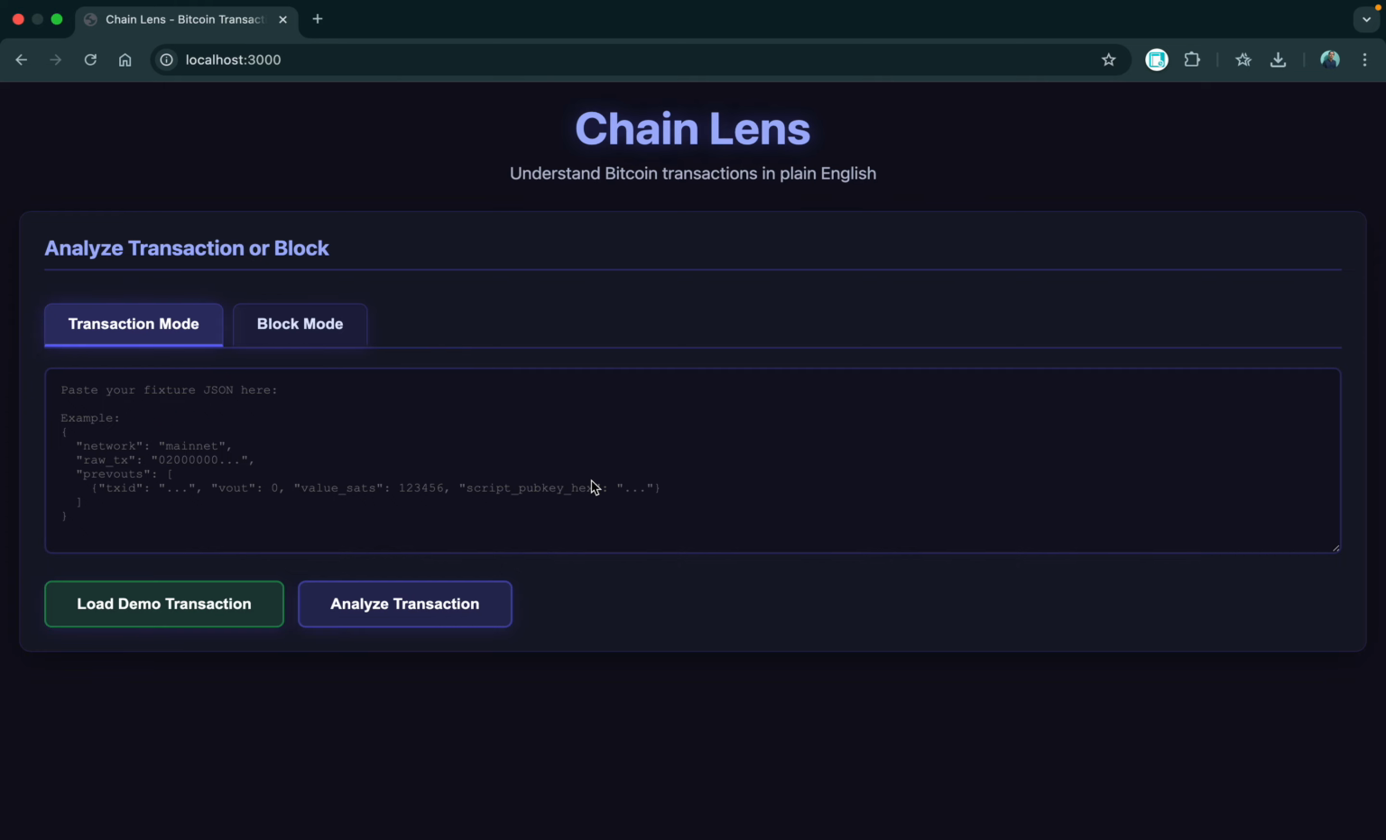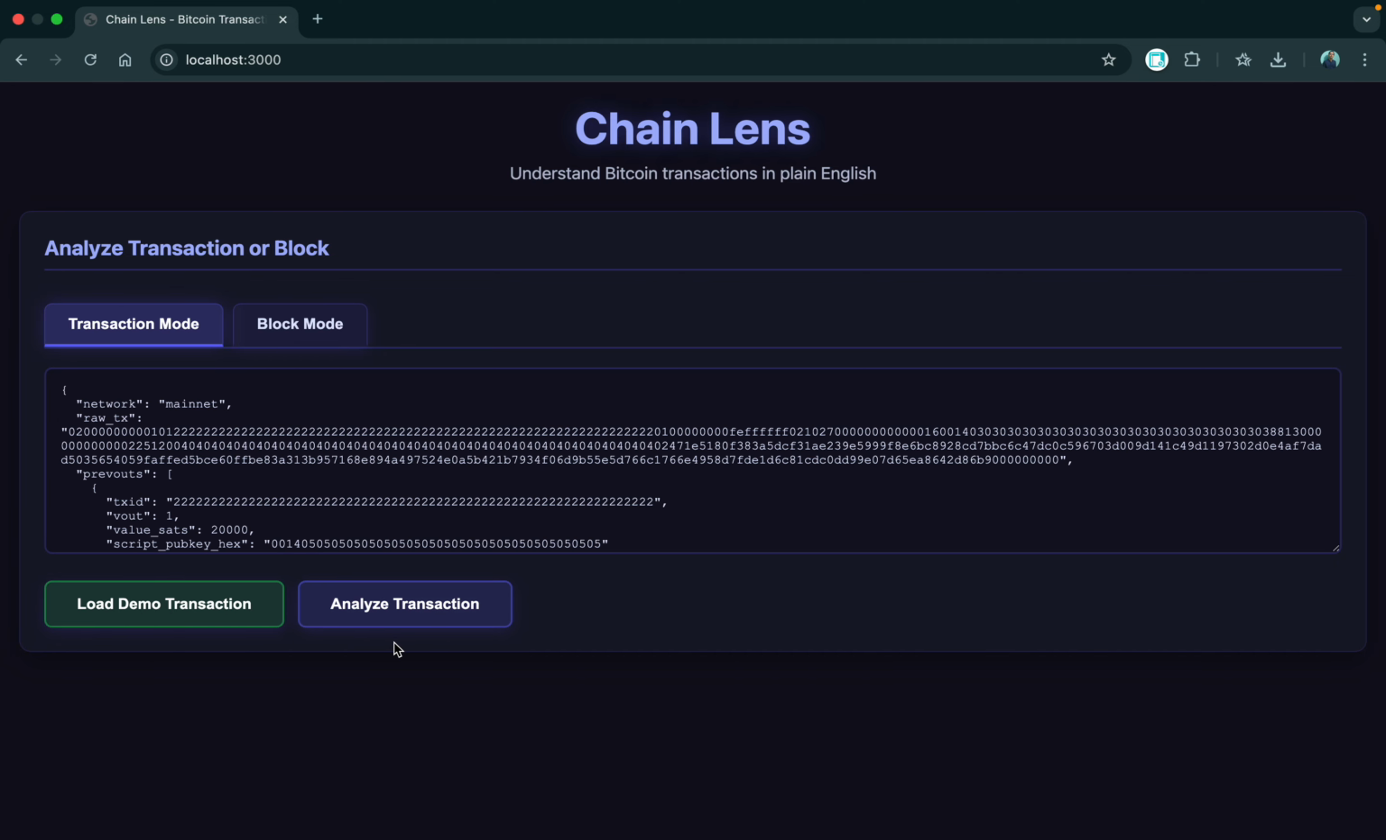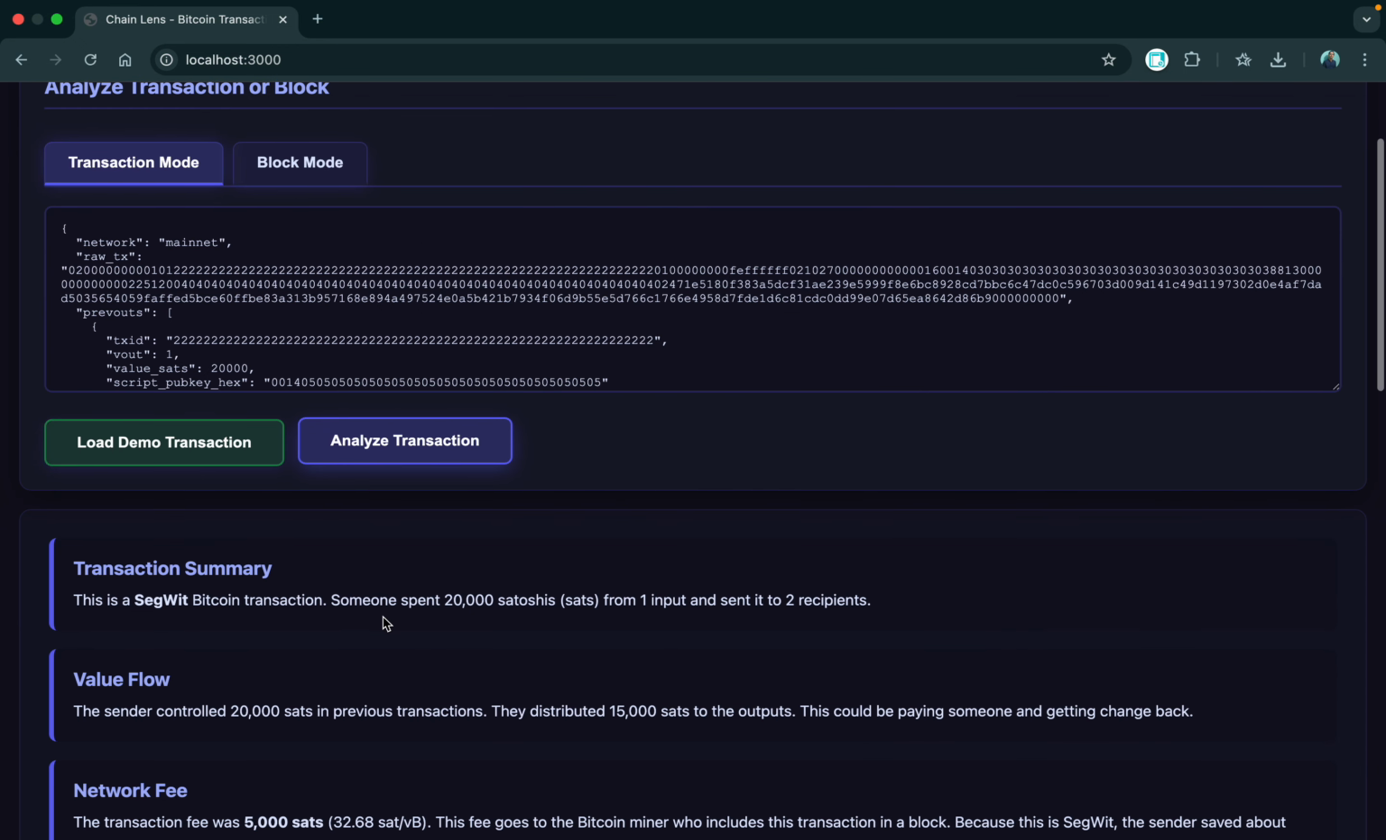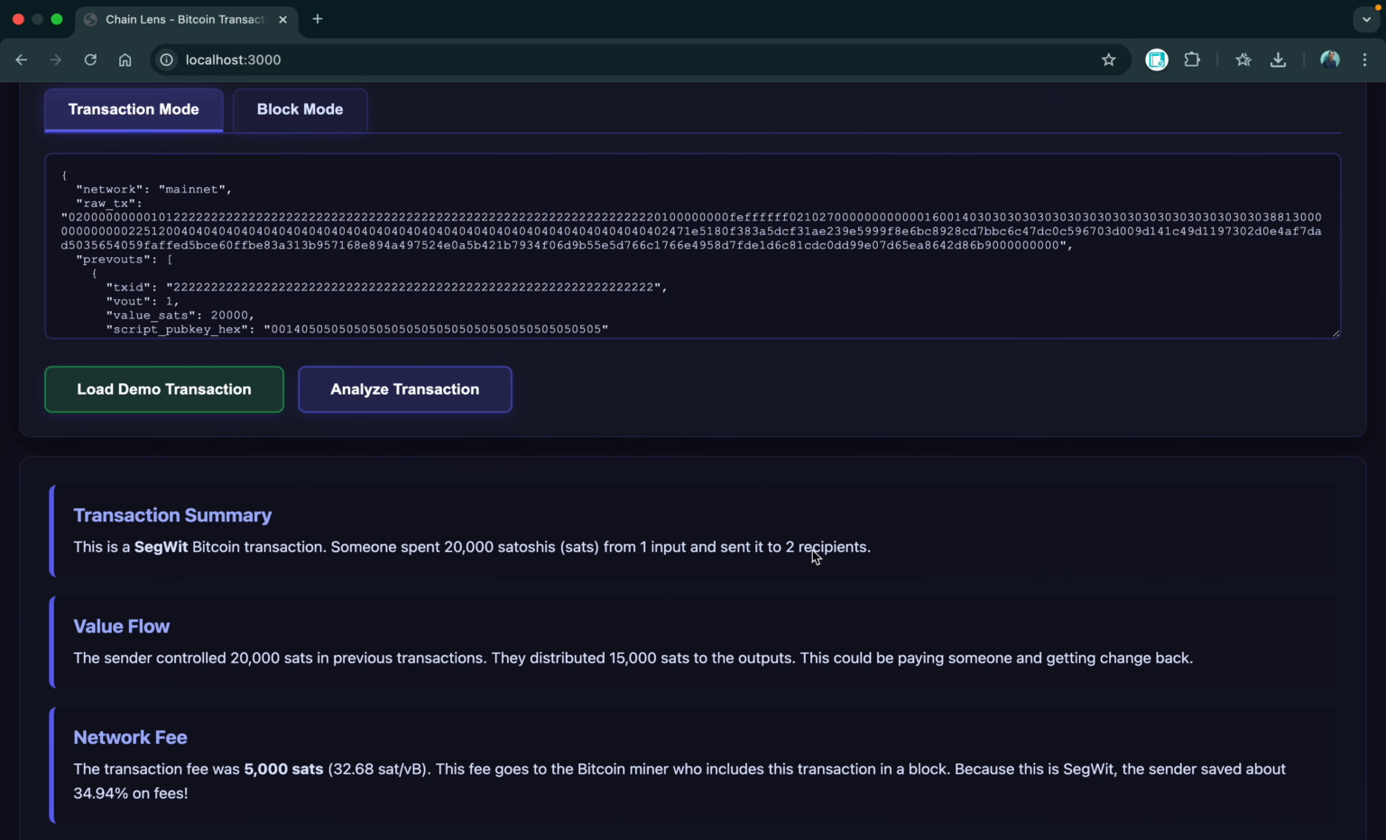Bitcoin transaction in plain English. At a high level, a Bitcoin transaction moves value by spending old outputs and creating new outputs. Inputs are the previous outputs being spent, and outputs are the new recipients receiving the value. In this example, one input is spent and two new outputs are created.